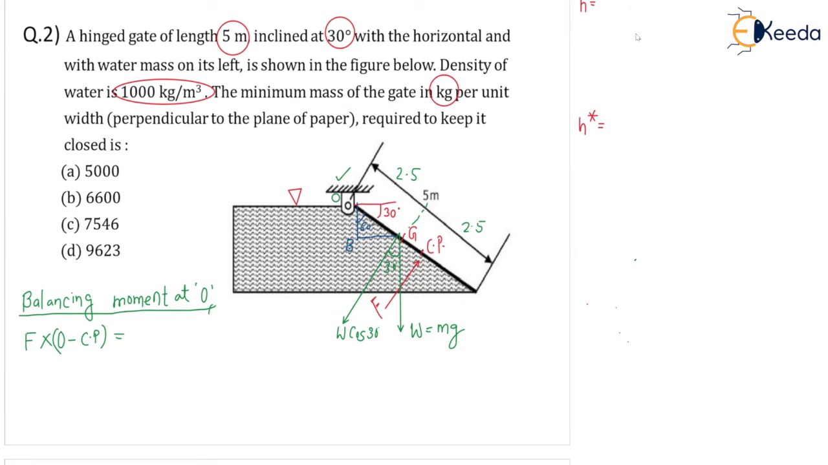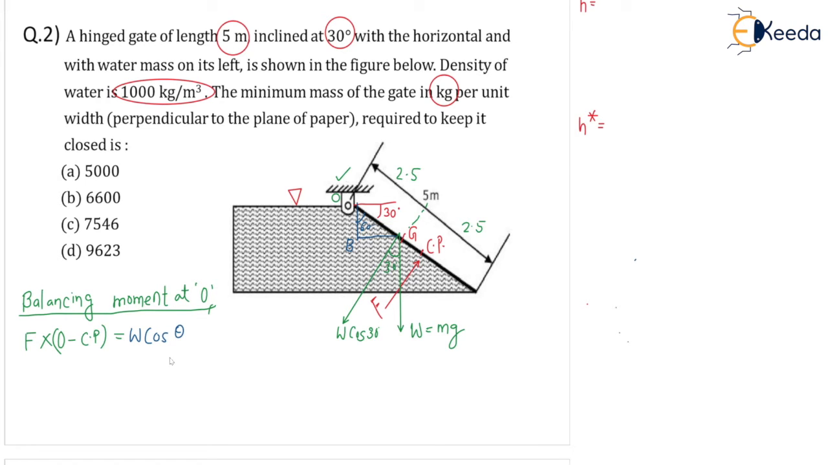So let me complete the equation: F into O dash Cp. This is the moment in the anti-clockwise direction. And what will we get for the moment in the clockwise direction? W cos theta.